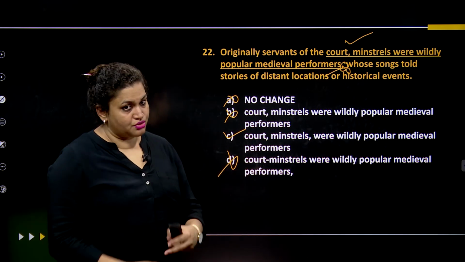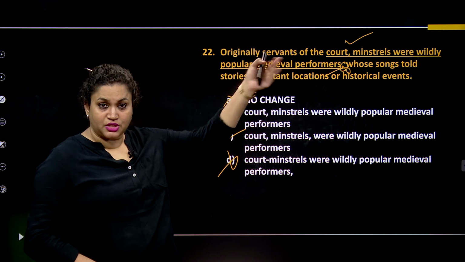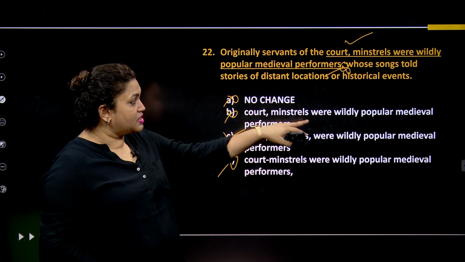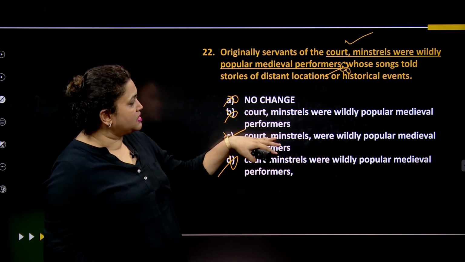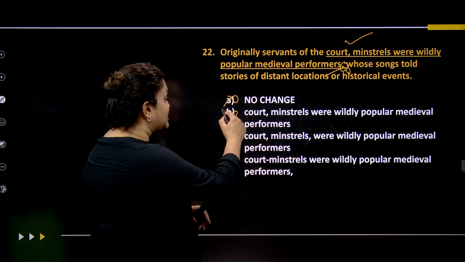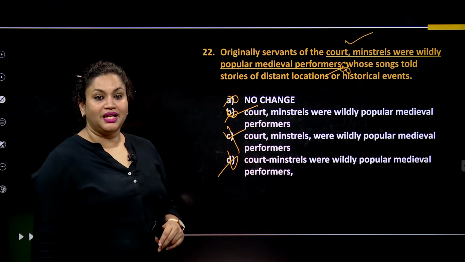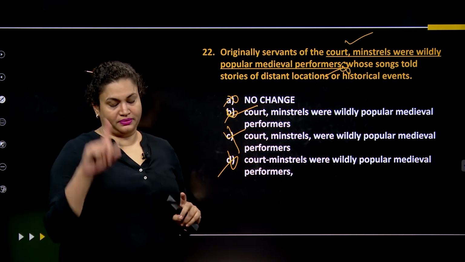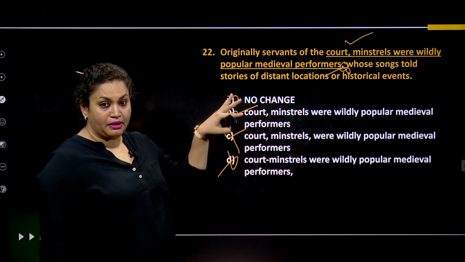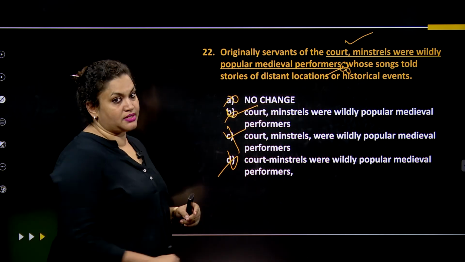Here you have a dash. No, you are not introducing anyone because we have already spoken about them. They are servants of the court. Therefore, this is not the right option. Courts, comma, minstrels were widely popular medieval performers. I'm sorry. B is the right answer, not the C. Sorry. Okay, B is the right answer. Minstrels were widely popular medieval performers whose songs told stories of distant locations or historical events. So, B is the right answer.